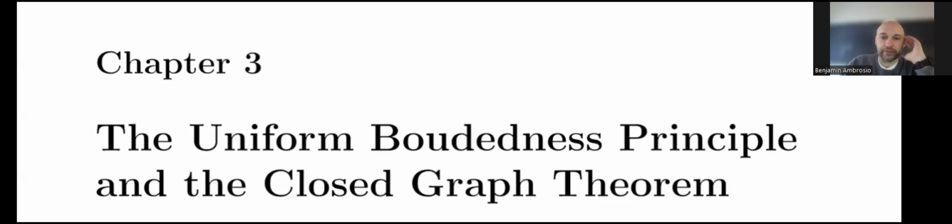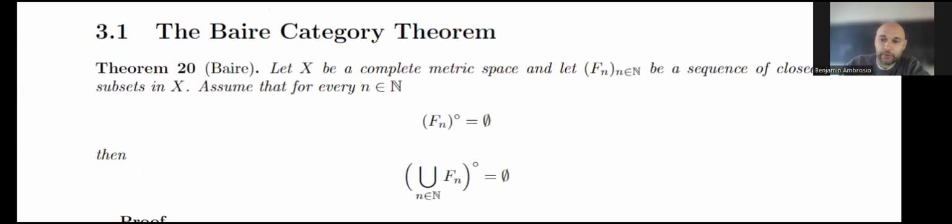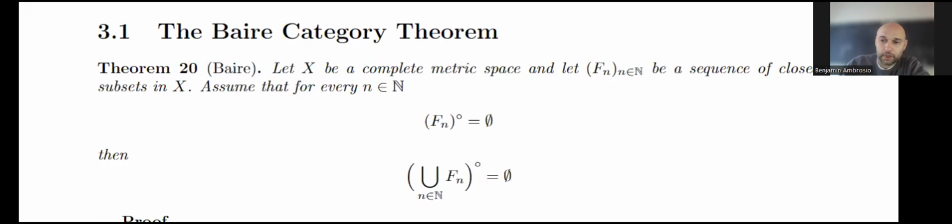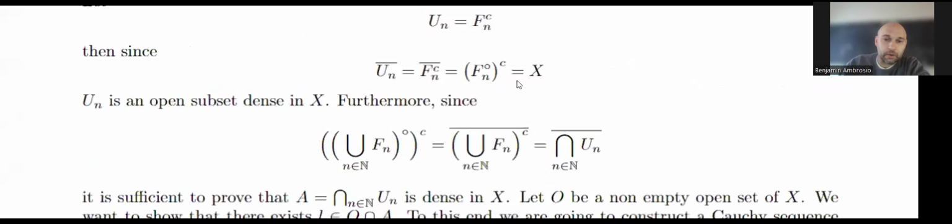So today we are finishing chapter 3. Again, a quick reminder about what we've done in this chapter. The first result was the Baire theorem, which appears here. Then, thanks to the Baire theorem and its corollary, we were able to prove the uniform boundedness principle.